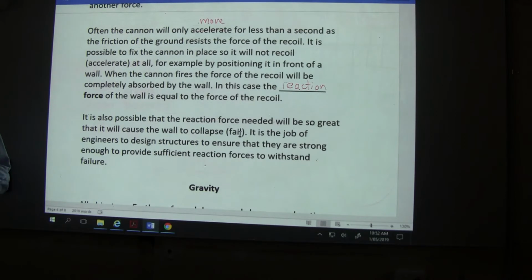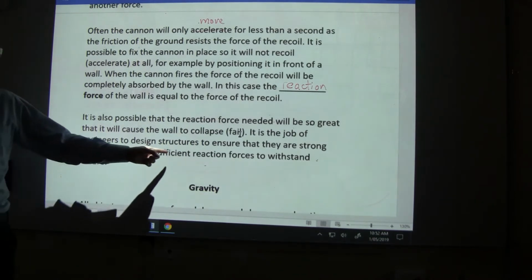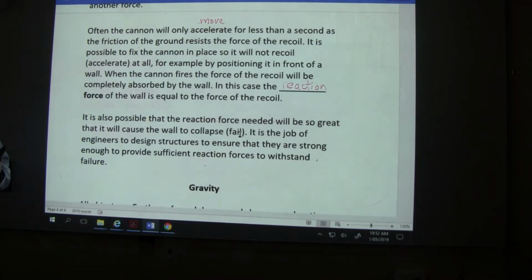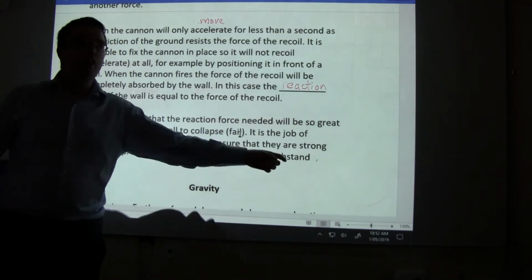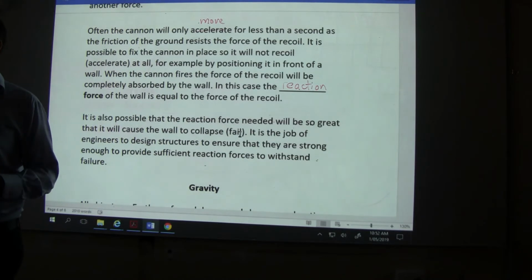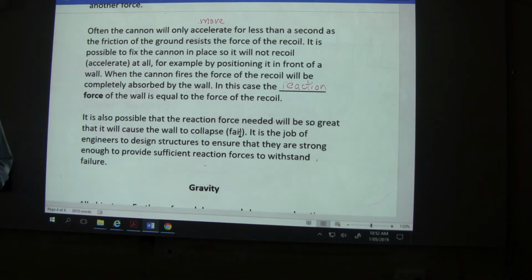So engineers design structures that are strong enough that they provide sufficient reaction force, that they can give back enough force to withstand failure. Engineers design things big enough and strong enough that they don't break when they need to provide reaction forces. Okay.